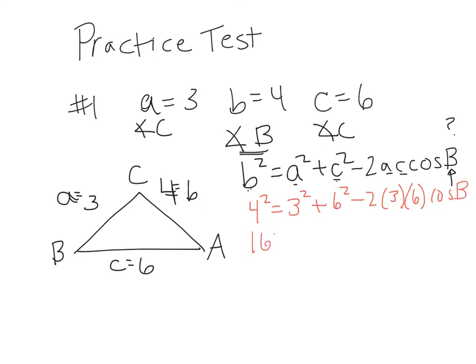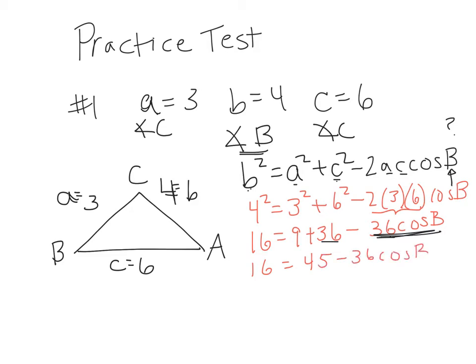So 16 equals 9 plus 36 minus this all becomes 36 times the cosine of b. Now you cannot subtract these two 36's. This is attached to the cosine of b. You have to keep those together. So when we continue to simplify this, we get 16 equals 45 minus 36 cosine b.